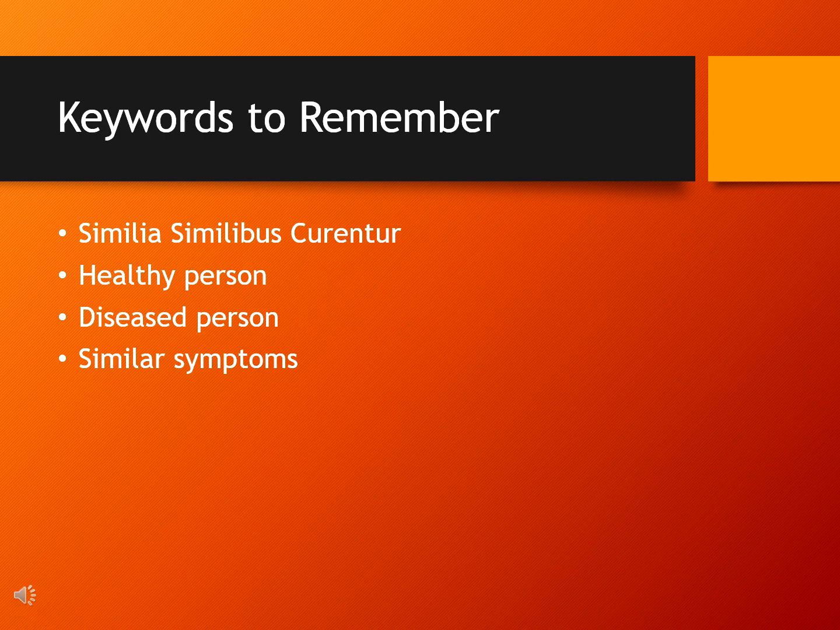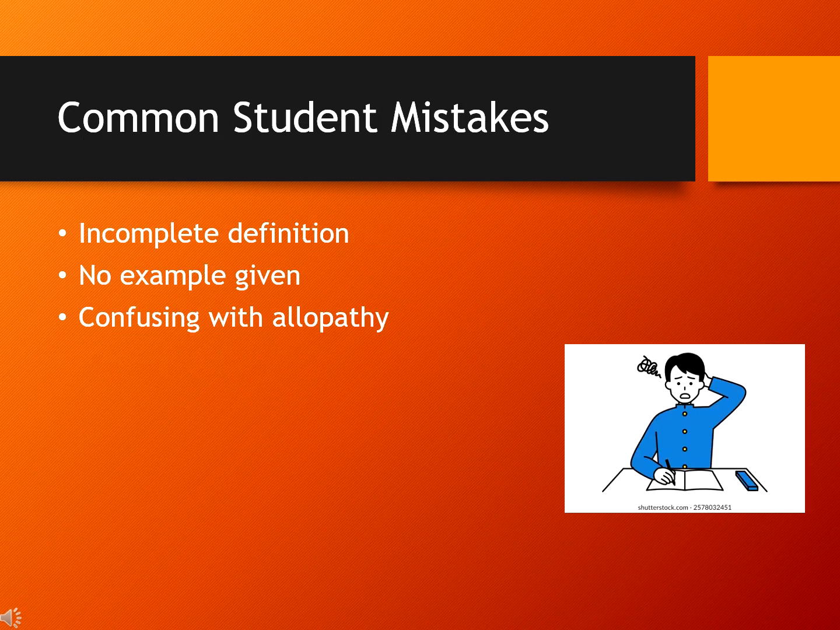Some keywords are very important and should be included in your answers. These include similia, similibus, curentur, healthy person, diseased person, similar symptoms. Using these keywords improves the quality of your answers and increases your marks. Students lose marks due to common mistakes. These include writing an incomplete definition, not giving any examples, confusing homeopathy with allopathy, or not explaining the concept clearly. Avoid these mistakes to score better in exams. Try to explain in words as simple as possible, so it is easy for the examiner to understand and to give clarity about the topic.